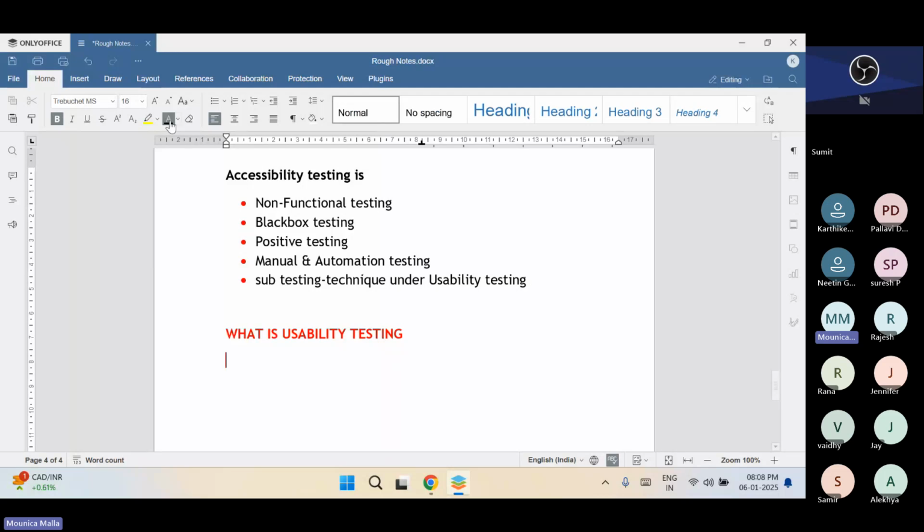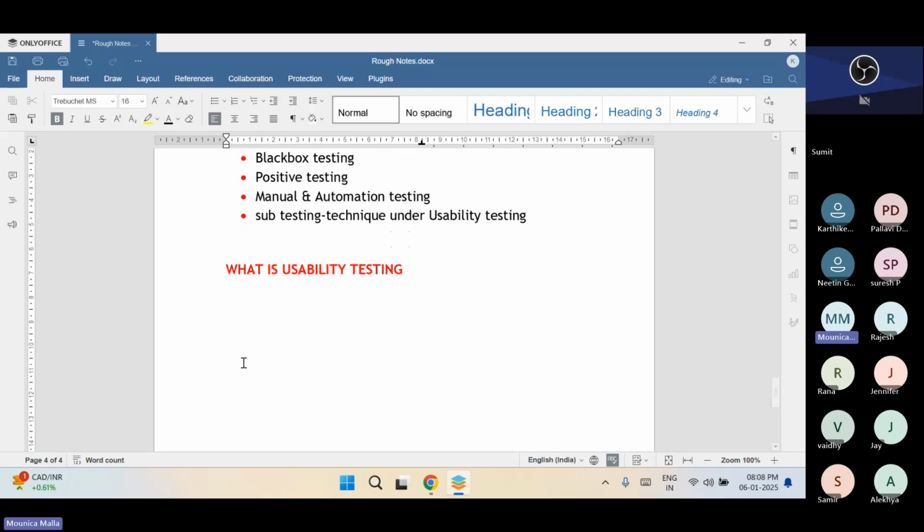So can anyone take a rough guess what is usability testing? In your experience, what do you think usability testing is? Let's make today's class interactive. How friendly the application is, or the website is, from the user perspective. Okay, how friendly the application is. Very good. Any other pointers from the rest of the team?